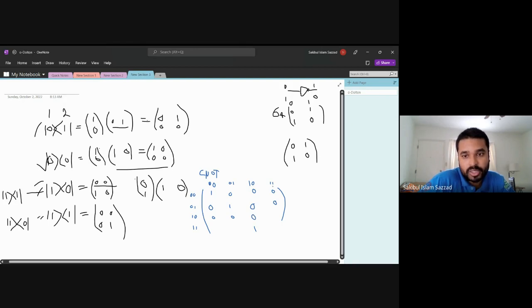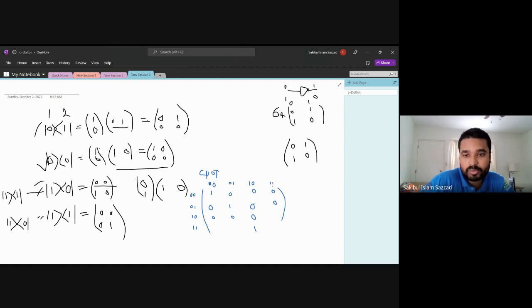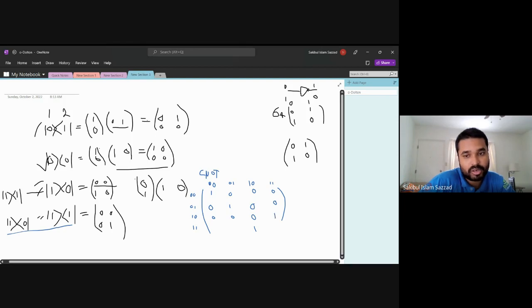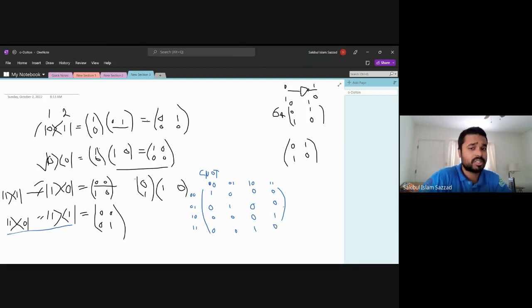And if the input is 1 1, I'm getting output 1 0. You see, input is 1 1, I'm getting output 1 0. So as I'm getting output in here, I will write 1, and all the rest of the things are 0. So basically this is a very important thing.